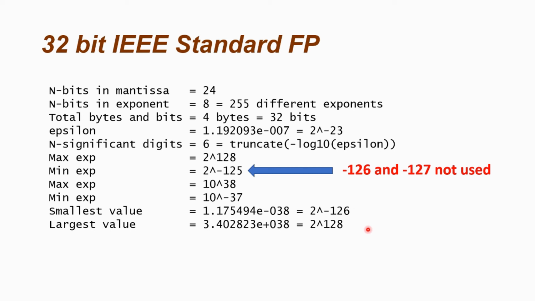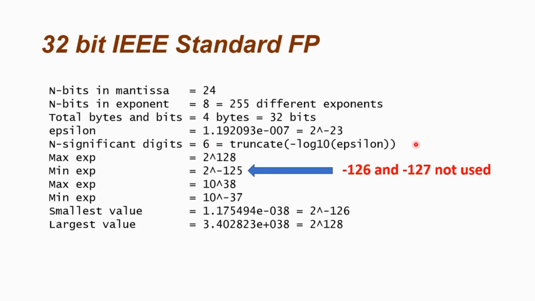So let's look at the features of the 32-bit IEEE standard. This is the kind of the lowest precision floating point standard in IEEE. This uses a 24-bit Mantissa and an 8-bit exponent. That means 24 plus 8, 32 bits, that is totally 4 bytes. The epsilon value can be calculated from here. Number of bits is 24, epsilon is 2 raised to power minus 23, 1.192 e to power minus 7. From this, we can calculate the number of significant digits. That works out to be 6.